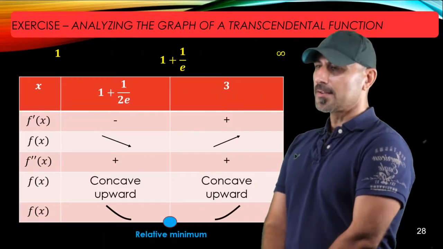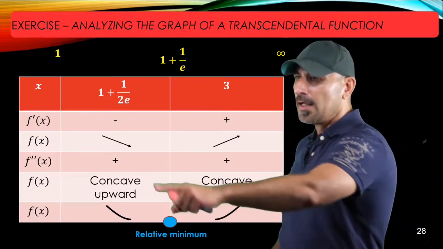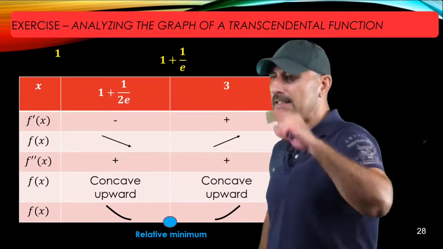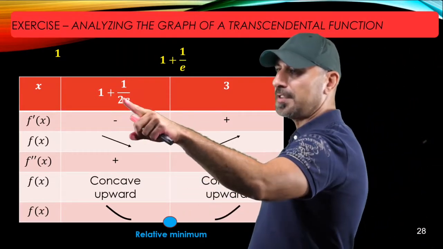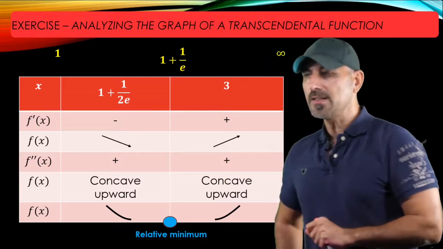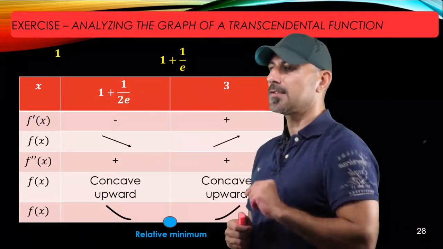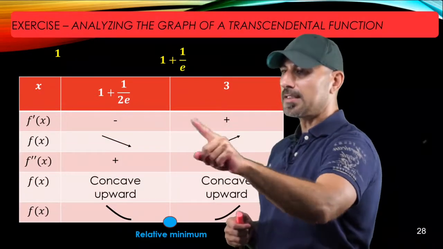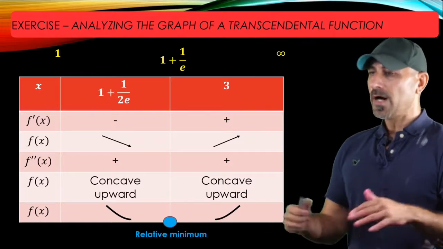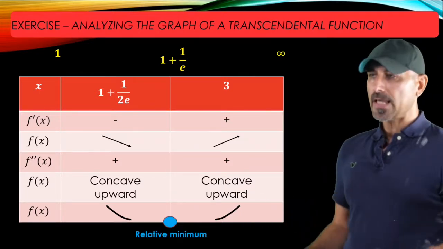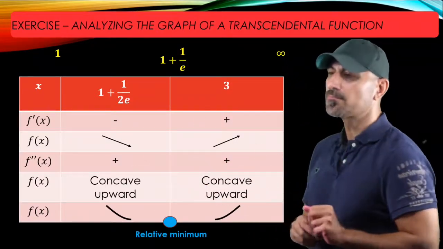All right, the setup table for this problem is slightly easier because we have only one critical point. And here's the domain, 1 to infinity. All right, my sample points are 1 plus 1 over 2e and 3 in the subintervals. And I checked the sign of f prime and f double prime at the sample points. And I got negative, positive, positive, and positive here. So at this moment, if you have a calculator with you, why don't you have your calculator ready and convince yourself that we have minus, plus, plus, plus here.